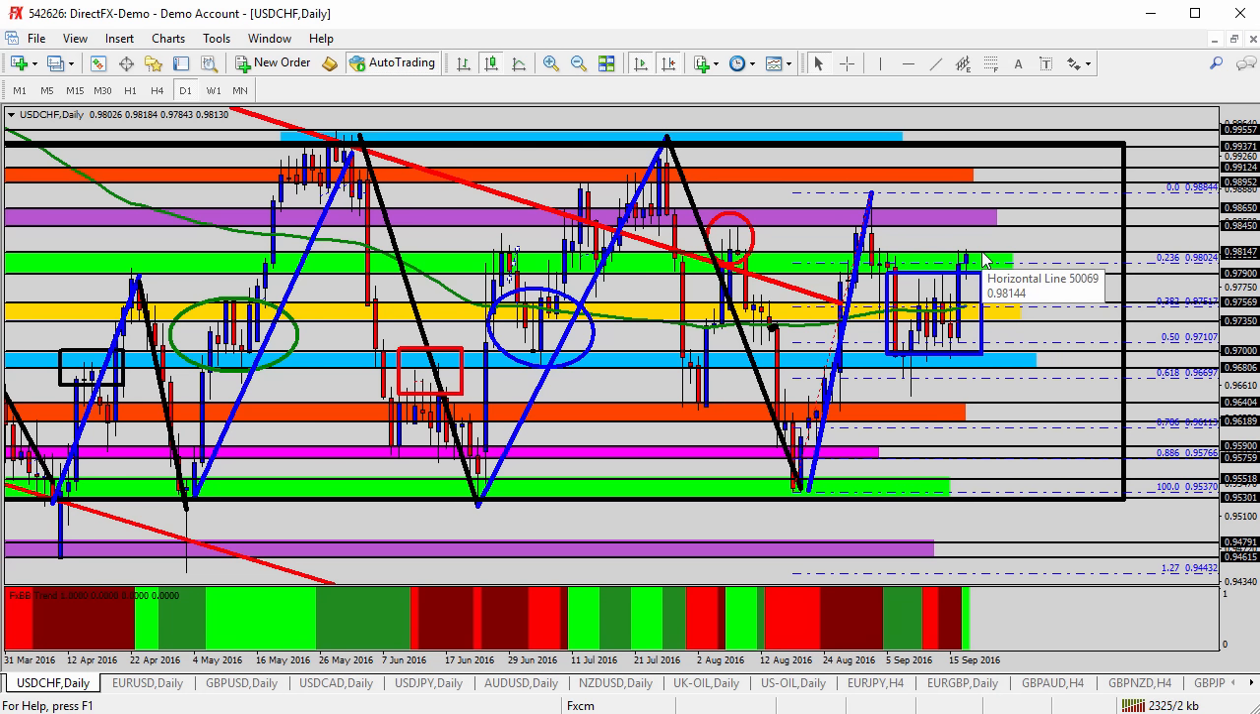Otherwise, by the end of day today, if it gets back underneath 98, back into the 97.90 level or under the green zone, we might be looking for this to turn around and go back down. So those are things to watch for on the larger time frame on the daily.